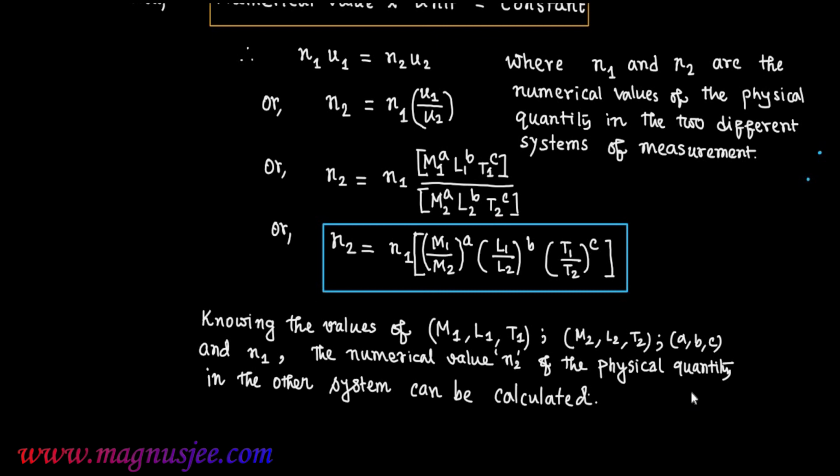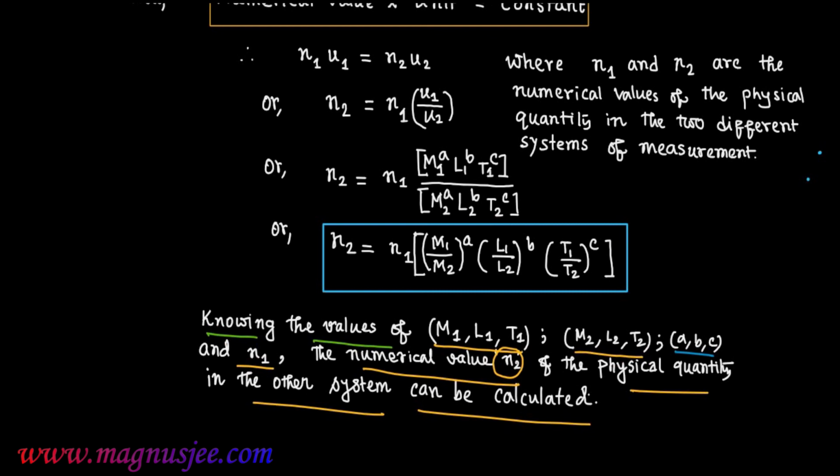Here again we can say that knowing the values of M1 L1 T1, M2 L2 T2, a, b, c, which are the dimensions of the fundamental units, and n1, the numerical value n2 of the physical quantity in the other system can be calculated.